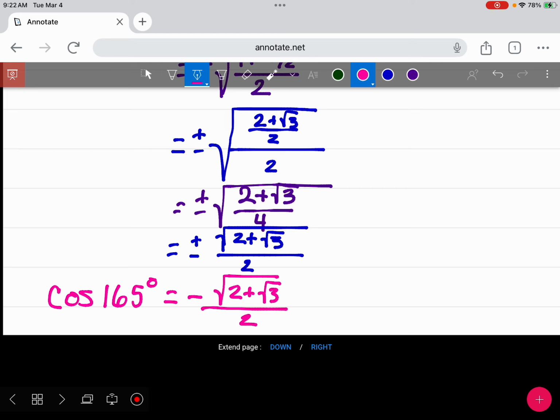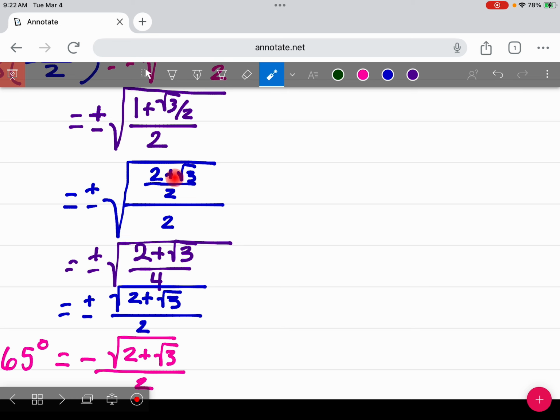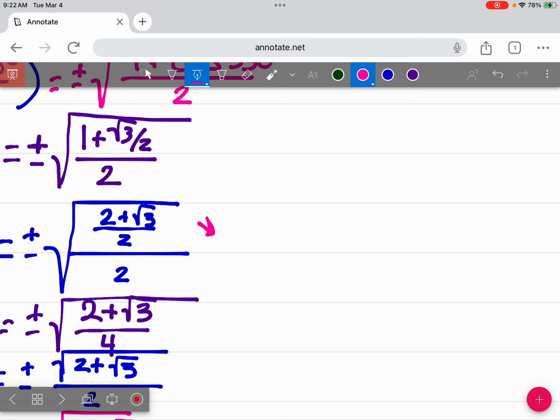Yes, my dear. What's up, Reese? How did you get a 4 on the bottom? Because we had our 2 plus root 3 over 2, that's all divided by 2. If it helps, you can think of it as our 2 plus root 3 over 2 multiplied by the reciprocal, 1 over 2. So when we multiply across, we get 2 plus root 3 over 4. Okay.